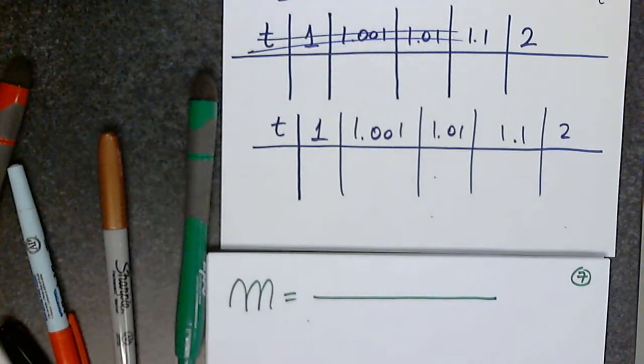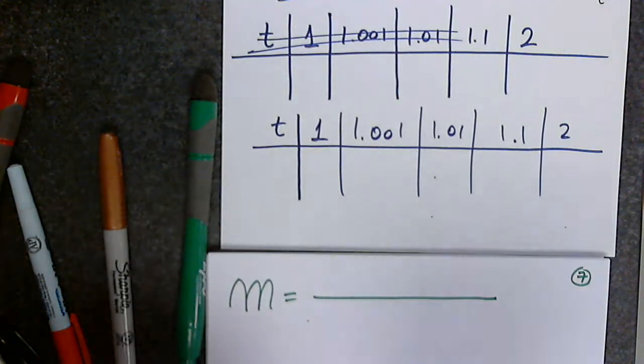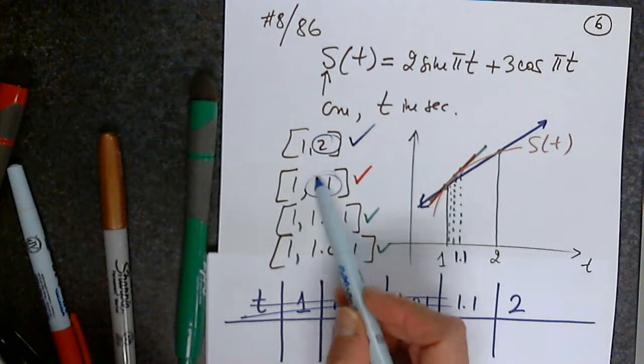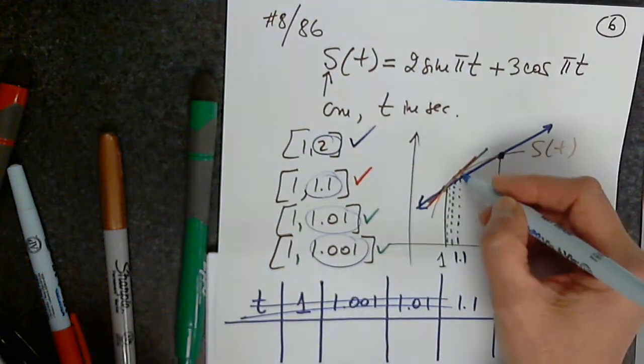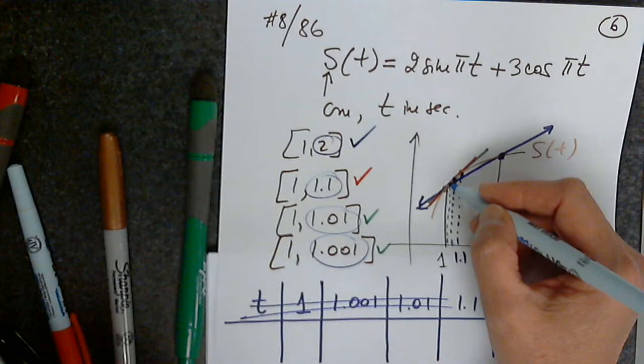Can anyone say, okay, I see that the reference point is 1. So this is the point that changes. It's here at 2 first. It's here at 1.1, then it's at 1.01, and then it's at 1.001.